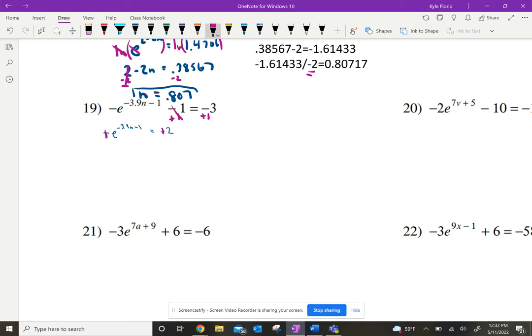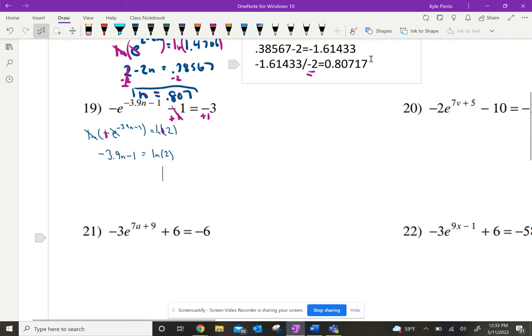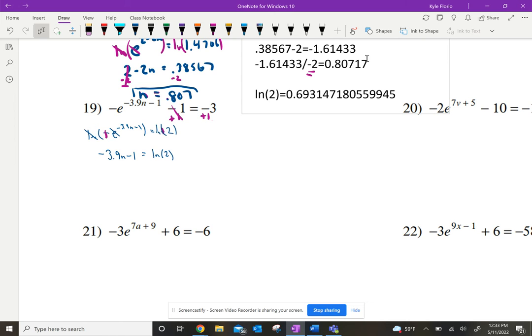That'll make these positive. So what I need to do to get n by itself is take the natural log of both sides. Natural log and e undo each other, so I'm left with negative 3.9n minus 1 equals whatever the natural log of 2 is. And what I'm actually going to do is do all the calculator stuff at the end. So I'm going to leave the natural log of 2 alone. You can put that in your calculator. Natural log of 2 is just a number. It's that.